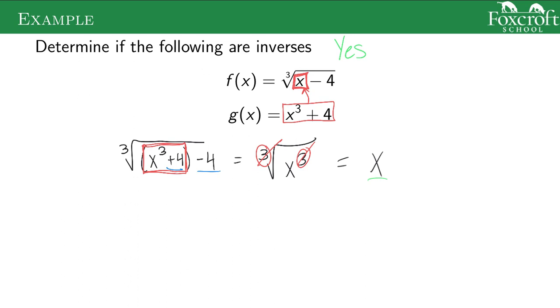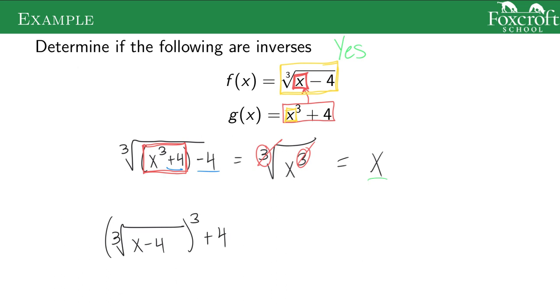And you may be wondering, what if I did it the other way? Well, let's do it the other way. Now I'm going to take all of f and put it in for the x in g. All right, so instead of x cubed, I'm going to have this whole expression being cubed, and then plus 4. All right, so that yellow box is going into g of x.